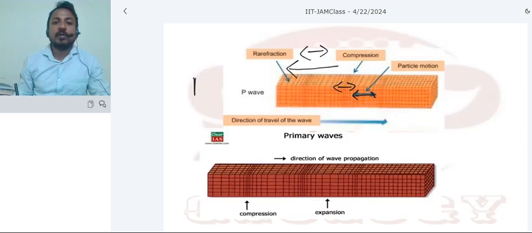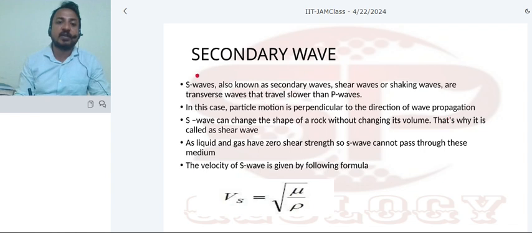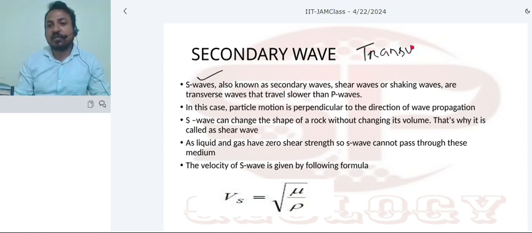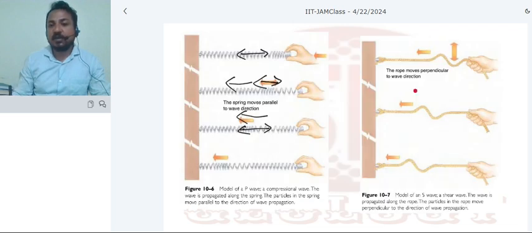Then we'll move to the S wave, that is your secondary wave. The secondary wave is transverse in nature. That means the propagation is perpendicular to the vibration.